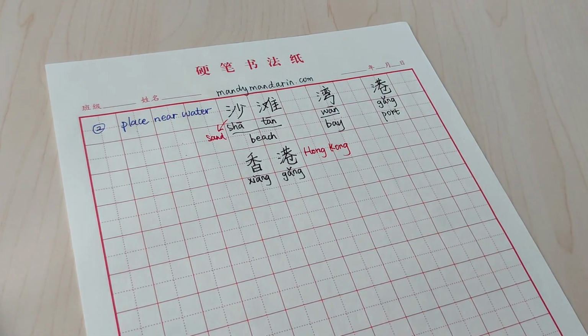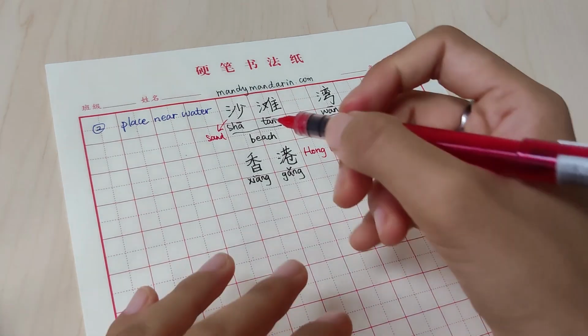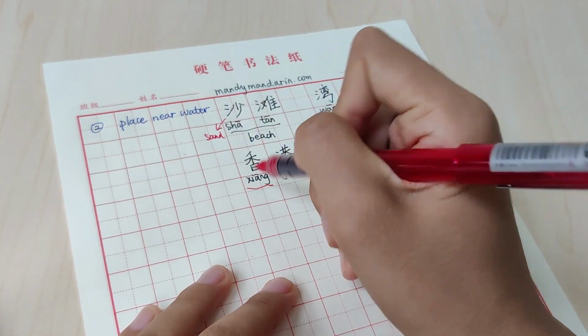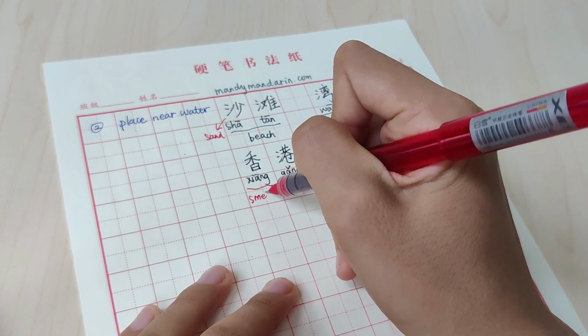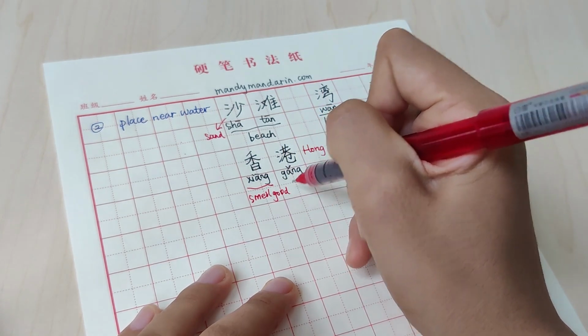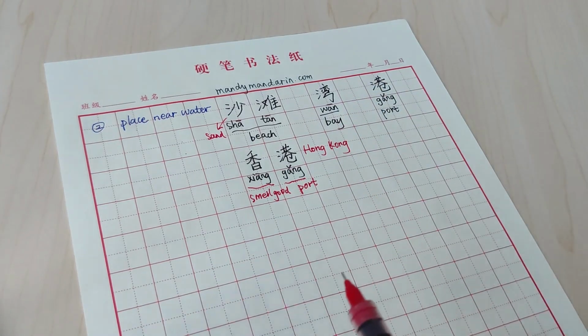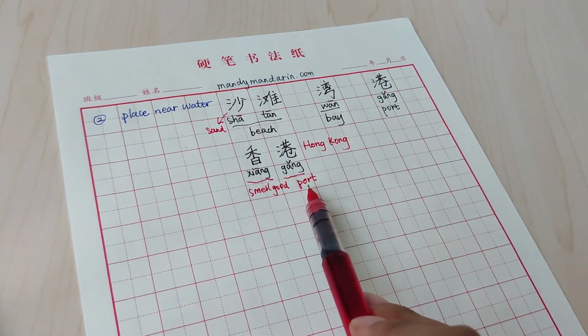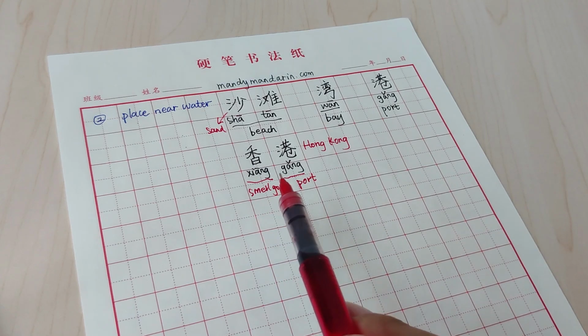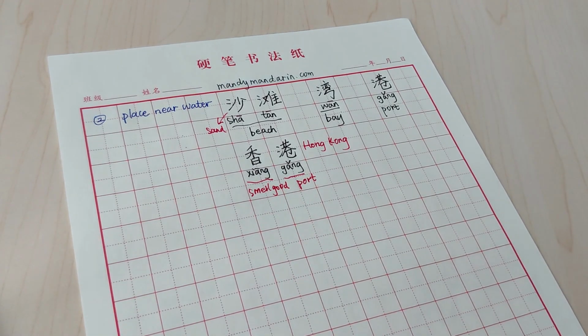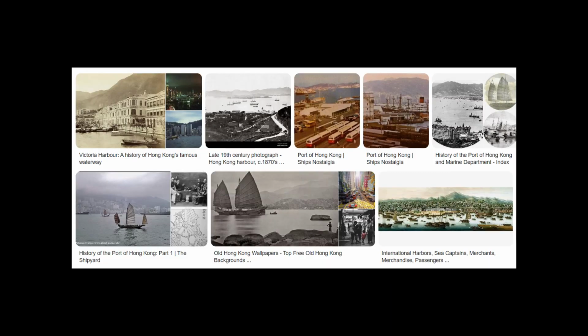And let's take a good look at this word. 香 means smell good. And 港 means port. So, a port that smells good. Technically, it was true. Back to 100 years ago, Hong Kong was a very important trading center for ingredients and spice. People also call it the Fragrant Harbor.